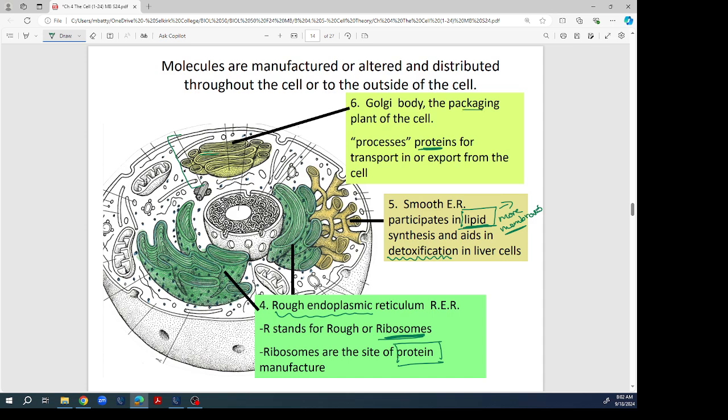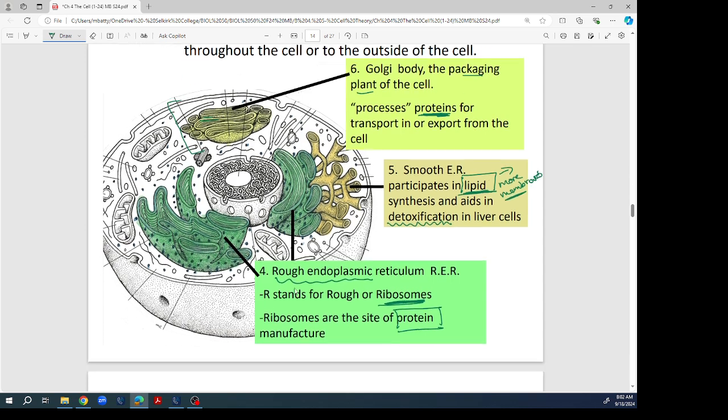So they are the packaging plant. Maybe they're the mail room in the castle. I don't know what your analogy is going to be for these ones. So basically, they take those proteins and package them up. They're going to alter them. We know that shape is everything when it comes to the function of proteins, and they need to be just right in order for them to do their job in the cell.